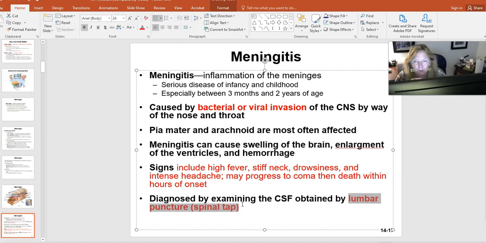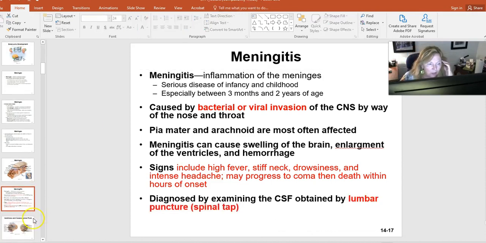That spinal fluid, the cerebrospinal fluid, is going to be sent to hematology to do a cell count. There shouldn't be any cells in cerebrospinal fluid. It's going to be sent to chemistry to look at the glucose and protein quantities, and it's going to be sent to microbiology lab so that it can be analyzed to determine what might be causing this meningitis. Is it viral or is it bacterial?